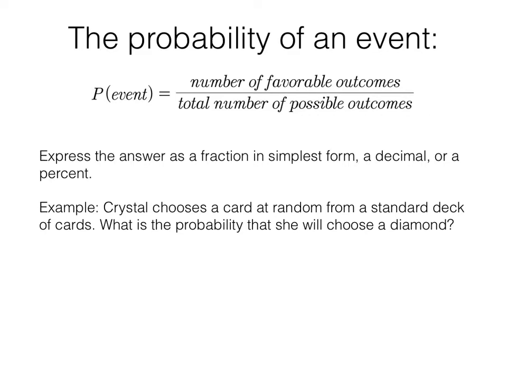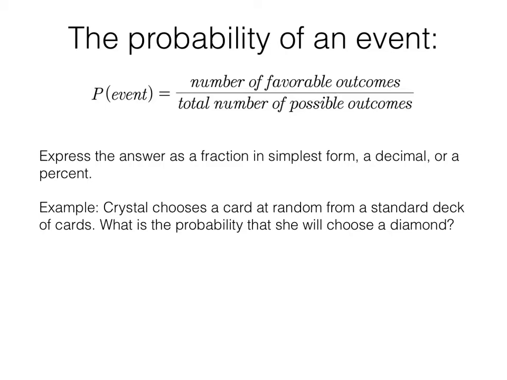The notation here is P, and then parentheses, and then whatever the event is in parentheses. We find that probability by taking the number of favorable outcomes for our event and dividing that by the total number of possible outcomes. So you're going to express that answer as a fraction in simplest form, or as a decimal, or as a percent, like we expressed in that definition slide.